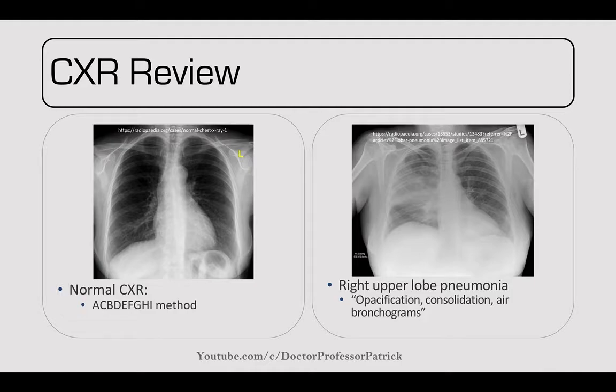Now we're going to move into the chest x-ray review. So the first case here is a normal chest x-ray. You can move through your A, B, C, Ds, E, F, G, H, Is. When you're looking at a chest x-ray, it's important to go through these steps systematically so that you don't miss anything. For instance, on the right side, there's a right upper lobe pneumonia. It's commonly called opacifications, consolidations, and air bronchograms.